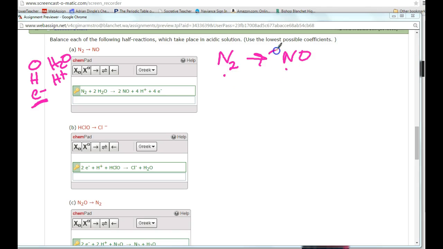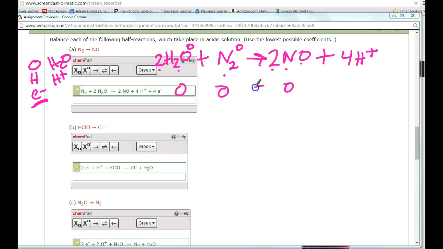2 of those, 1 of those, so I'll add a 2. Now I have 2 O's, and no O's on this side, so I'll add 2 waters. And when I add the waters, it disrupts the H's. 2 times 2 is 4, so on this side I need 4 H+, and now I look at the charge. 0, 0, how do I know that? Because there's nothing written up there. And that one is 0, we've got to have these equal, and that's a 4+. So we're going to add 4 electrons to this side, because that 4- and that 4+ will cancel to be 0.